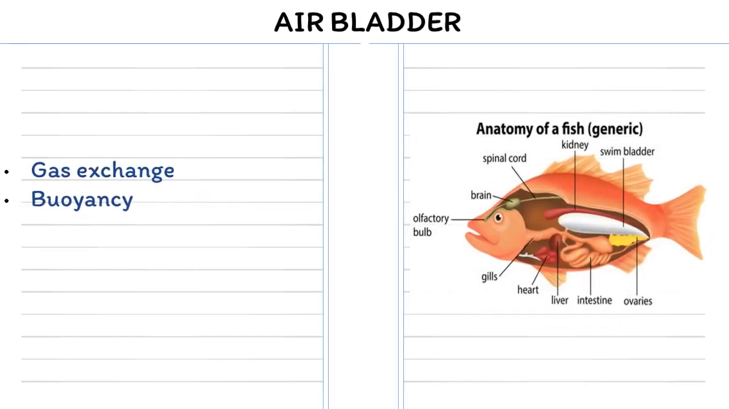Then an air bladder is there. That is one of the specific characters of these fishes. This air bladder is used to exchange gases for respiration. That is one purpose, and another purpose is buoyancy. Since air is present inside the air bladder, these fishes can float on the water. That is known as buoyancy, with the help of the air bladder.